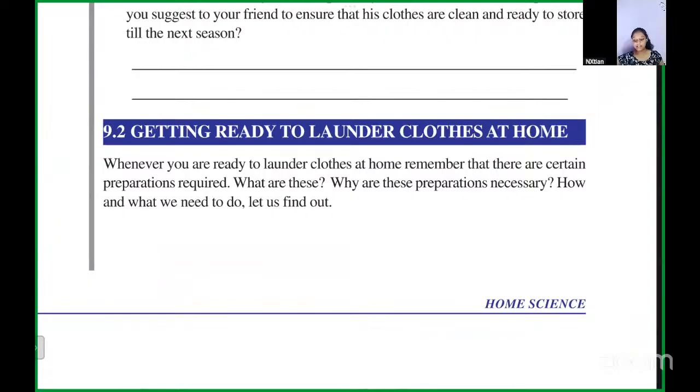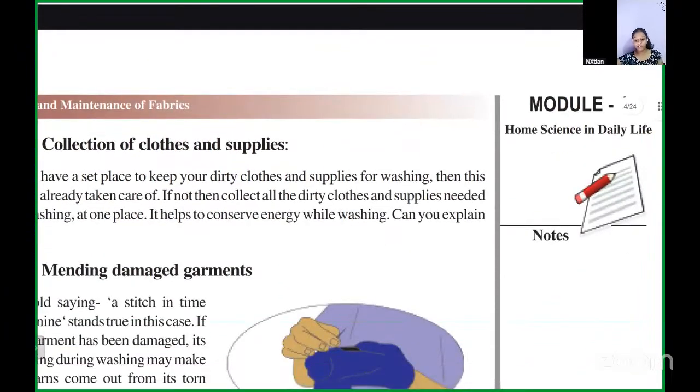Now, getting ready to launder clothes at home. Whenever you are ready to launder clothes at home, remember that there are certain preparations required. What preparations are these and why are the preparations necessary? What to do, how to do it, we will read.